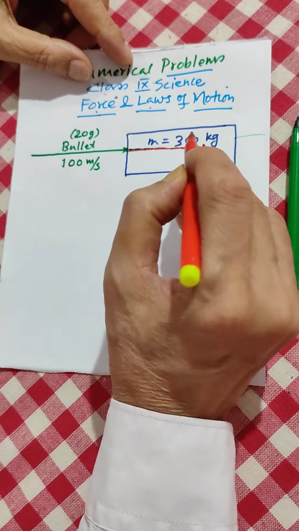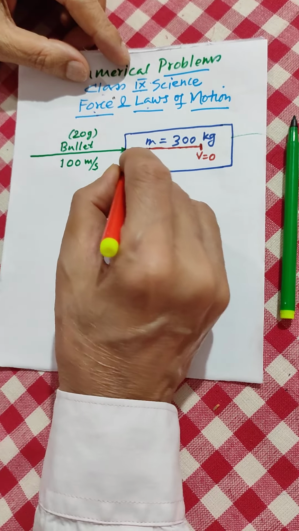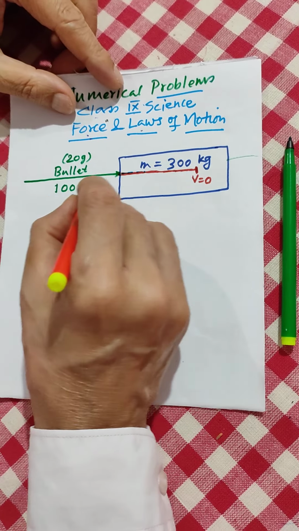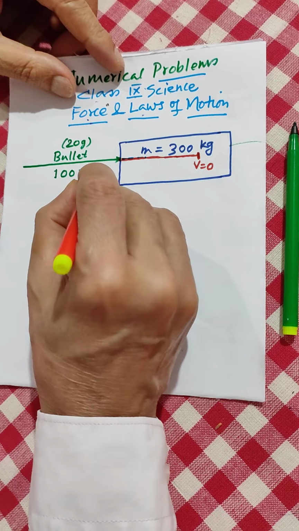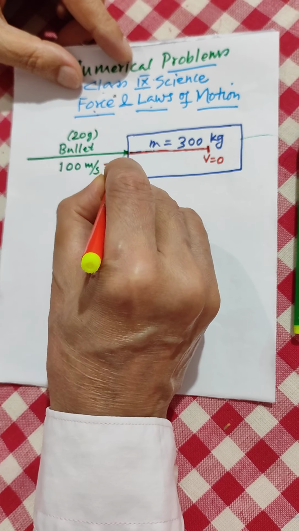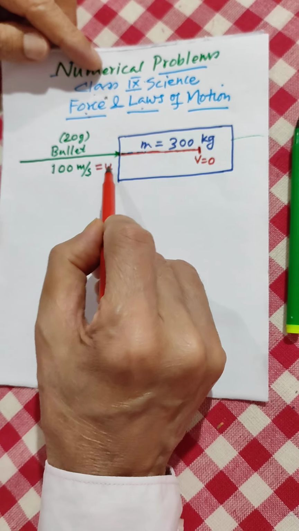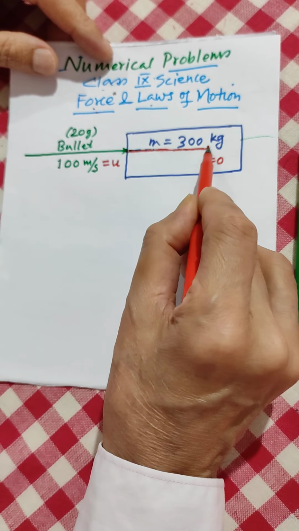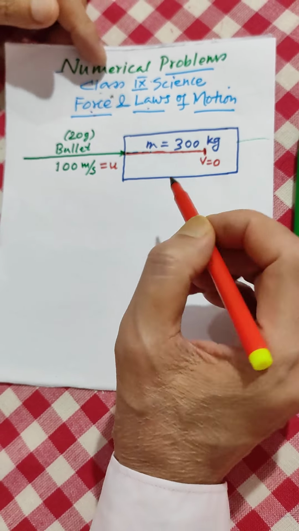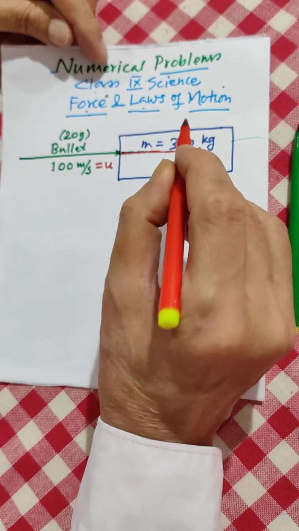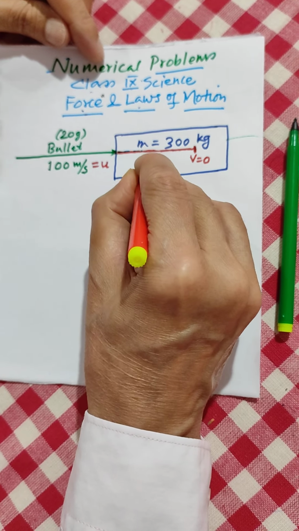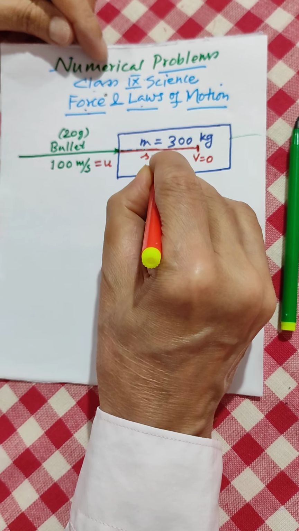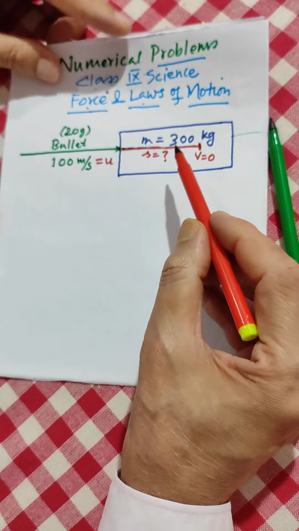So final velocity is 0. And when it strikes the wooden block, its velocity is 100. That is u, initial velocity. So the initial velocity of the bullet is 100 meter per second, and the final velocity is 0 because it stops. And this distance, consider it s. This distance you have to find out. That is the question. Is it clear?